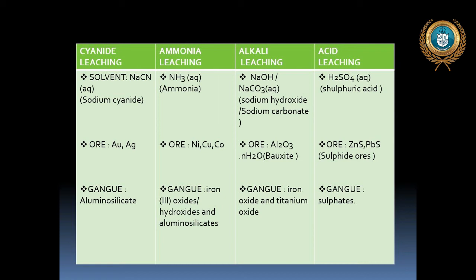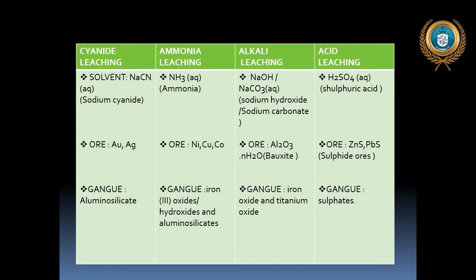I have said already that in the leaching process a solvent is used. For the first, cyanide leaching, the solvent used is sodium cyanide, for ammonia leaching the solvent is ammonia, and for alkali leaching the solvent is a base. We have taken sodium hydroxide or sodium carbonate, and for acid leaching we have taken sulfuric acid as a solvent.